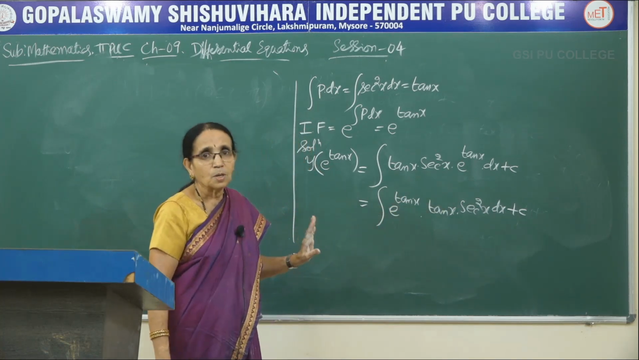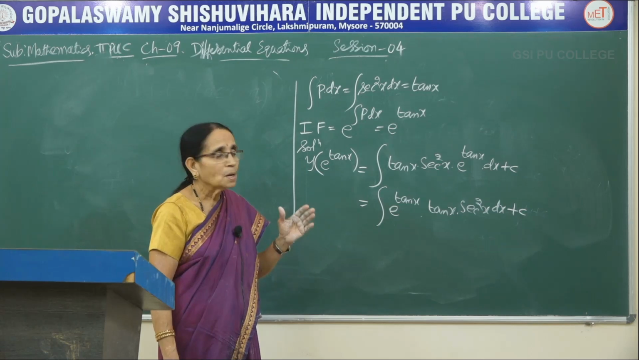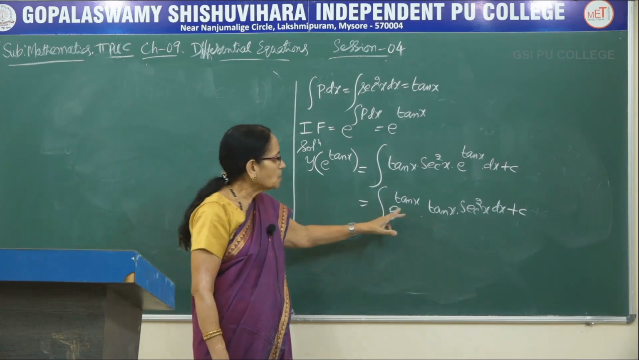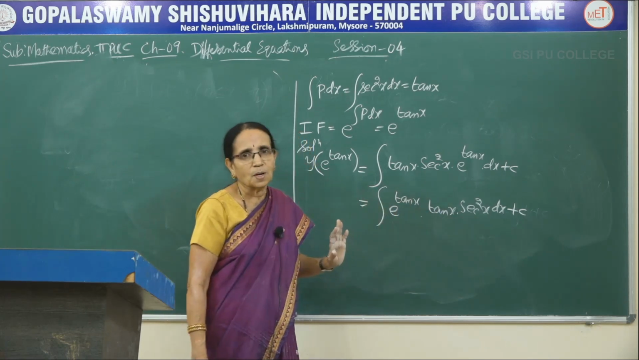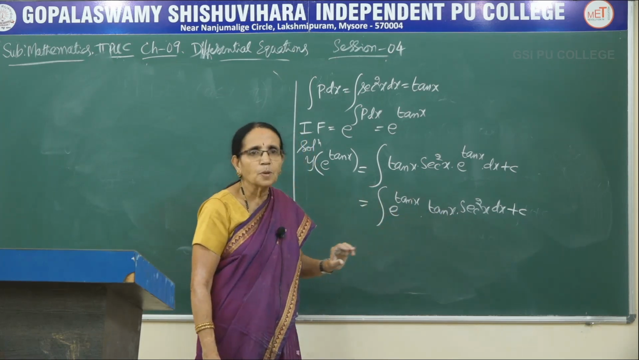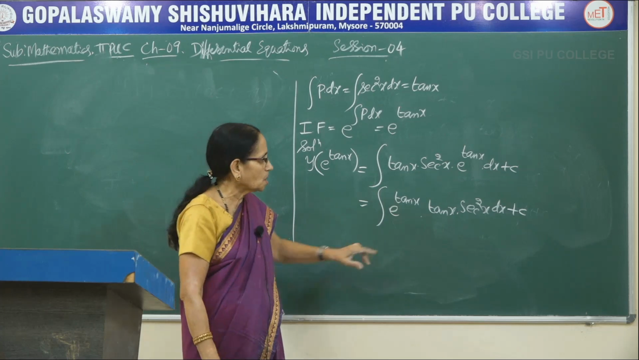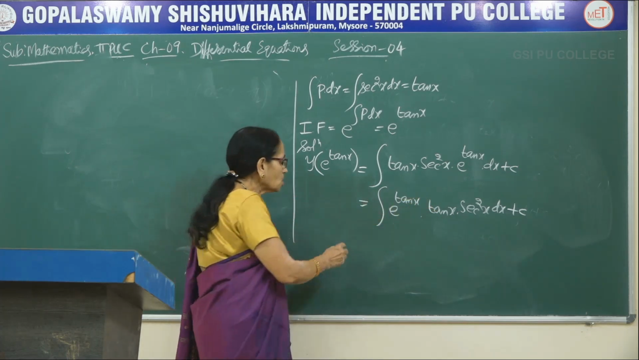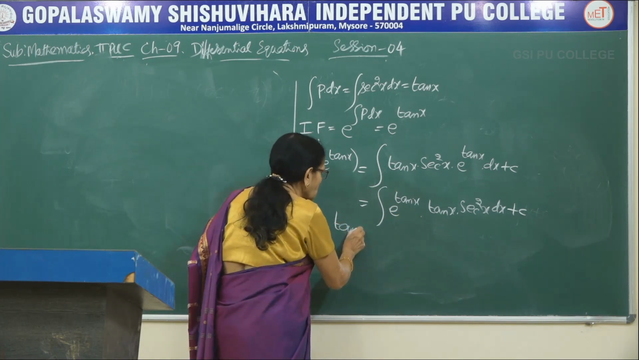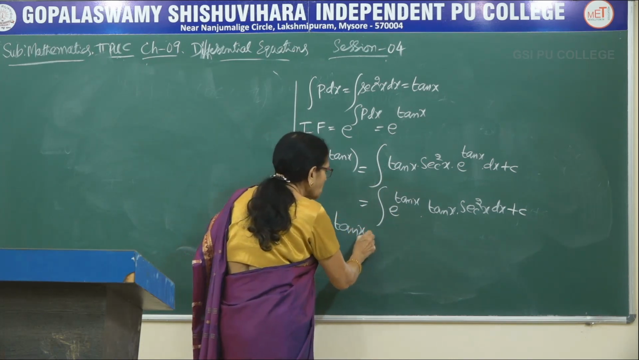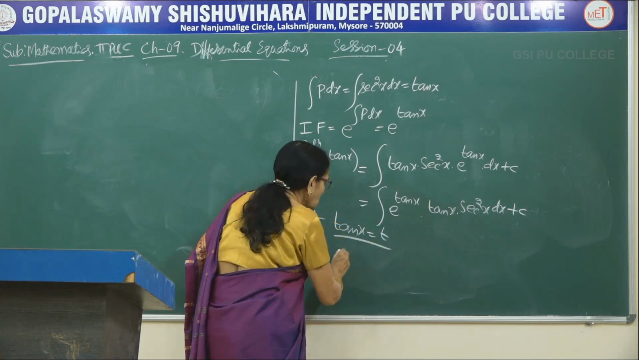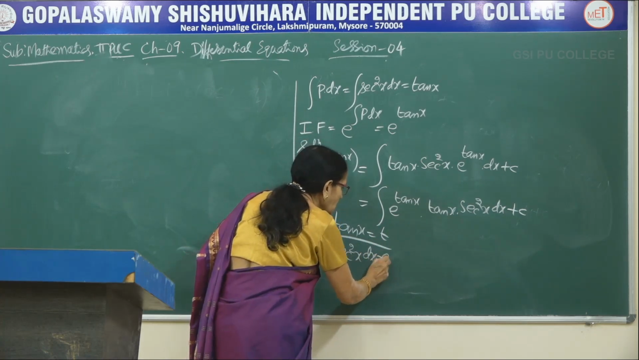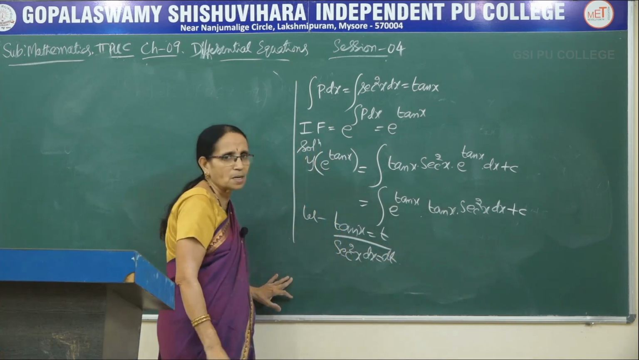When you look at the terms, you have to think what substitution, what method we have to adopt. We are having tan x and secant square x. By taking tan x to be equal to t, secant square x dx becomes automatically the derivative. So first let me make the substitution. Let tan x be equal to t. Then the derivative: secant square x dx would be equal to dt.